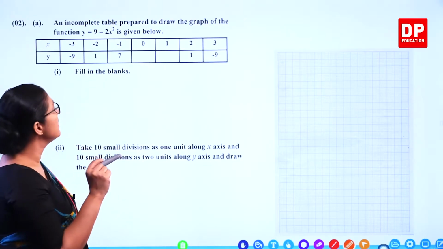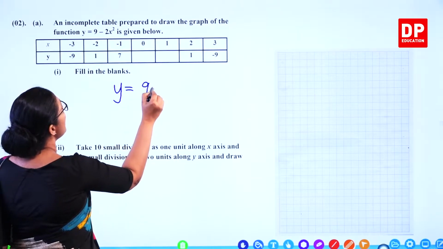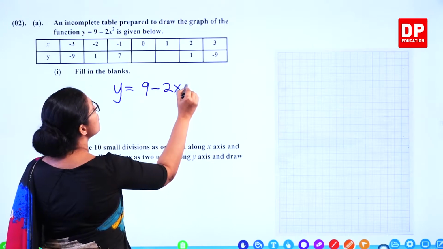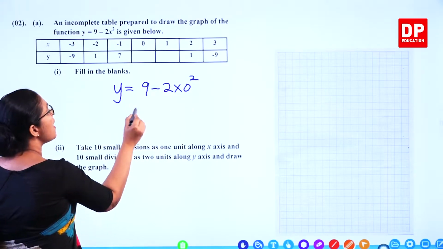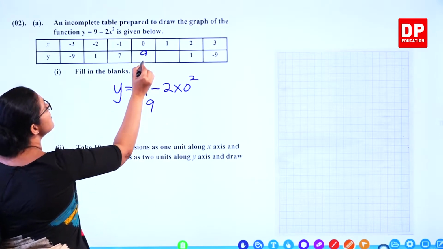Fill in the blanks. So substitute x equals 0. 9 minus 2 into 0 squared. 0 multiplied by any number is 0. 9 minus 0 is 9. So the value here is 9.